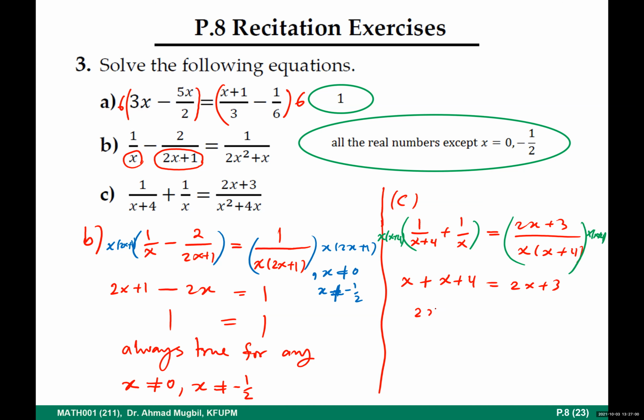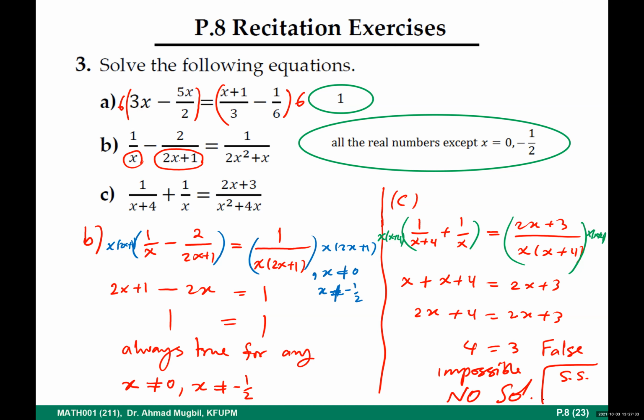Yes. Now, x plus x will be 2x plus 4 equals 2x plus 3. If we subtract 2x from both sides, what will we get? 4 equals 3. Is this true? No. Impossible. This is false. So this side is impossible to be equal to that side. So this equation has no solution. If he asks about the solution set, what is the solution set? The empty set. Nothing. Phi.